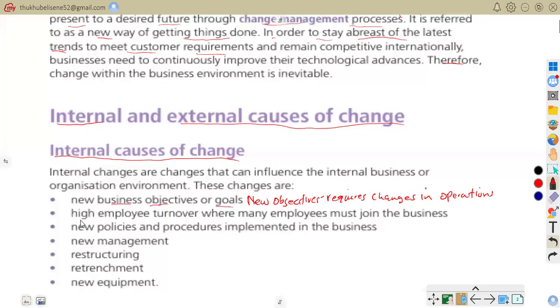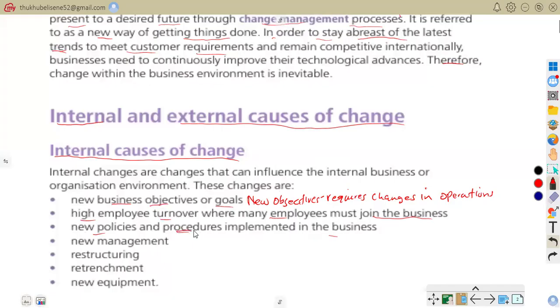Also, it talks about high employee turnover, where many employees must join the business. It means that many new employees require adjustment. That is that.